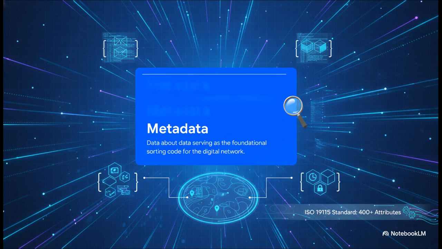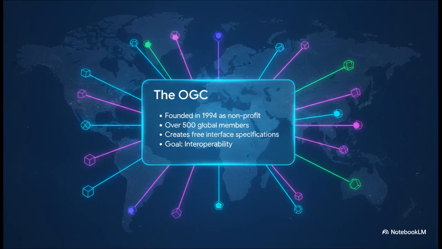Standardized models like the ISO 11915 standard, which, by the way, consists of over 400 unique attributes, ensure that these wildly diverse, distributed databases can actually be searched and understood by anyone, anywhere. But metadata alone isn't quite enough. We need universal standard setters to make sure everyone is speaking the exact same language.